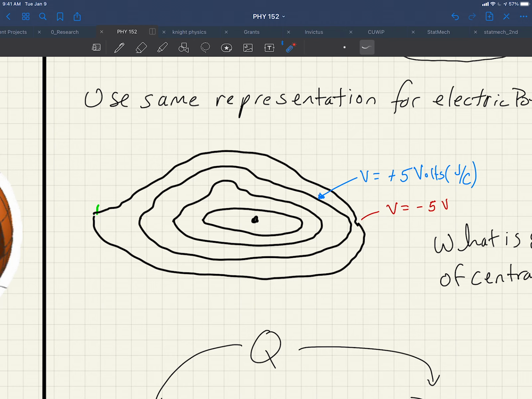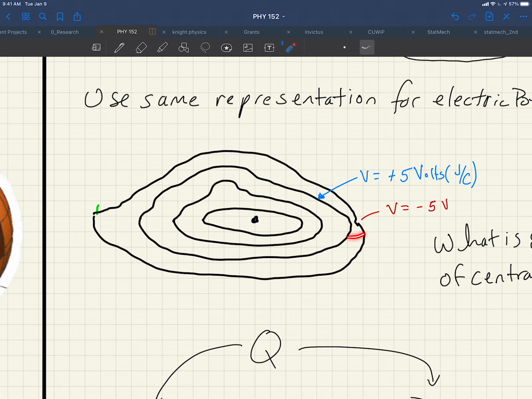Or we might tell you, imagine this line is plus 5 volts, and that this location is minus 5 volts. And then we could say, figure out the rest. Well, here's one thing you have to know. Every time we show you a map like this, we're assuming that the space in between the lines is the same. It's just the way it always is.